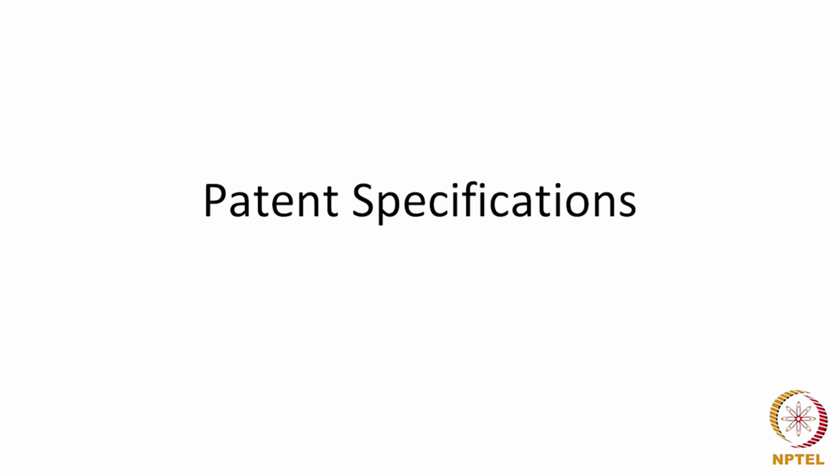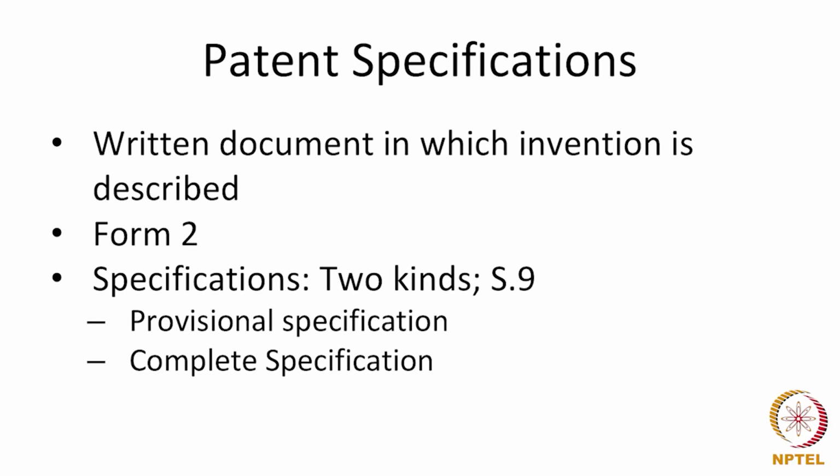Patent specification. Patent specification is the document that encompasses the invention. But the patent specification is the written document in which the invention is described.